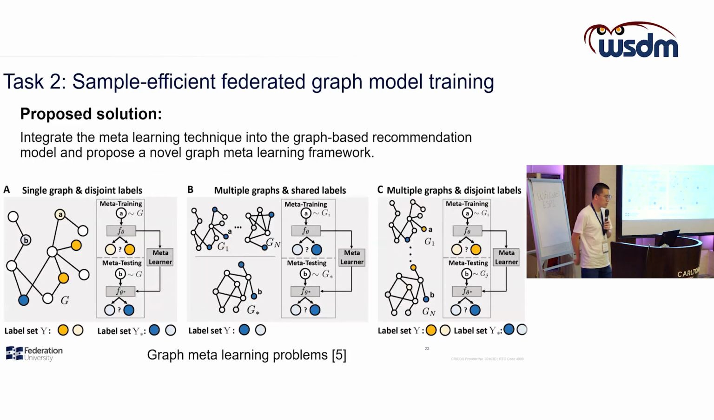And the proposed solution is to integrate the meta-learning techniques into the graph-based recommendation model and propose a novel graph meta-learning framework. And here, the researchers also define graph meta-learning problems into three categories. One is under a single graph, using meta-learning to learn disjoint labels. Second is under multiple graphs, to learn the shared labels. And third is among multiple graphs, using meta-learning to learn disjoint labels.